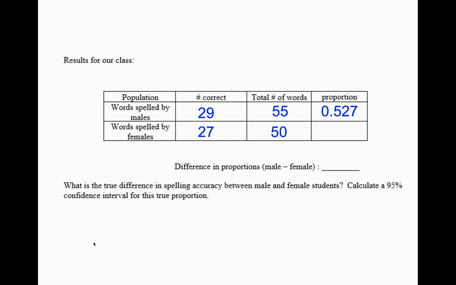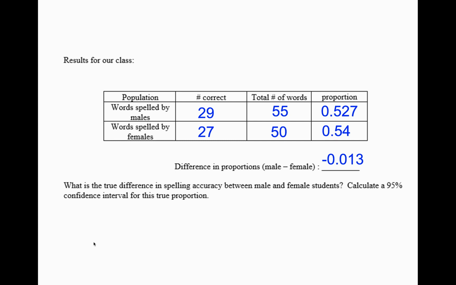29 out of 55 is 0.527 repeating. So we'll round that to 3 places and call that 0.527. 27 out of 50 is 0.54. So we're going to then look at the difference in the proportions, and we're subtracting male minus female, so we get a negative difference of negative 0.013.